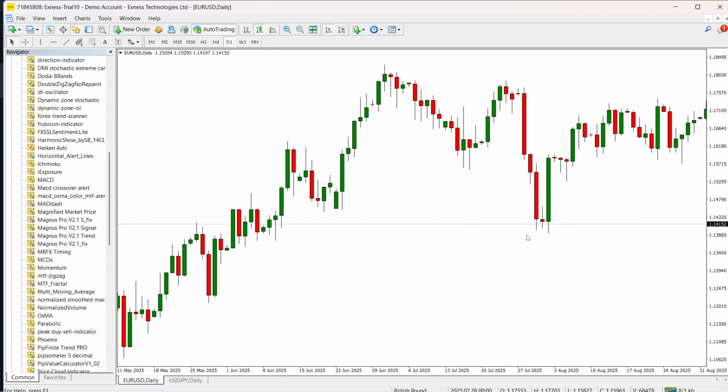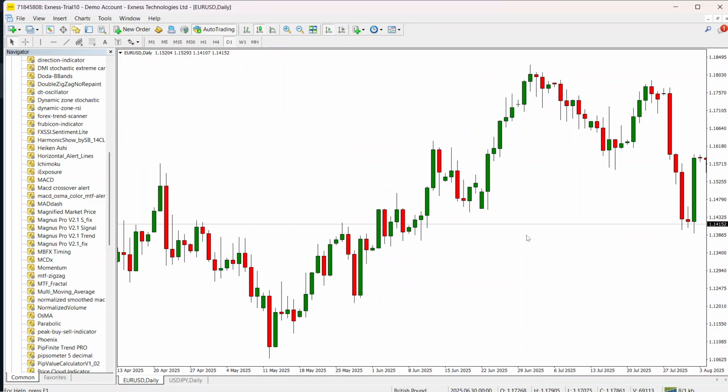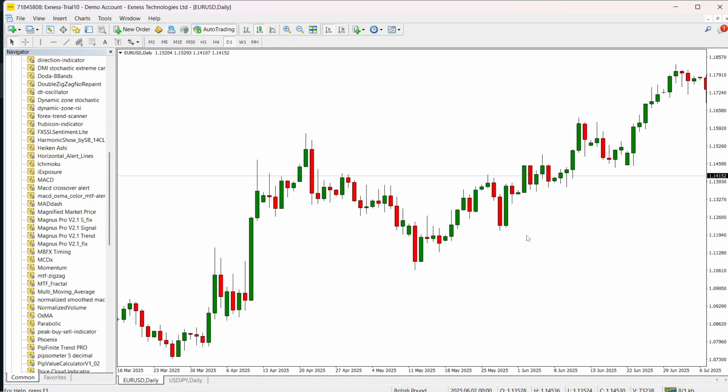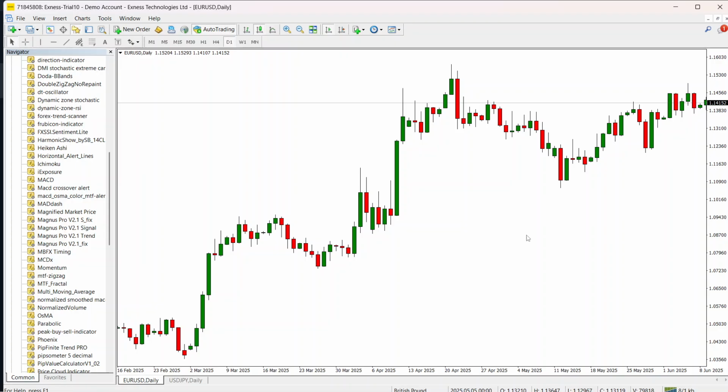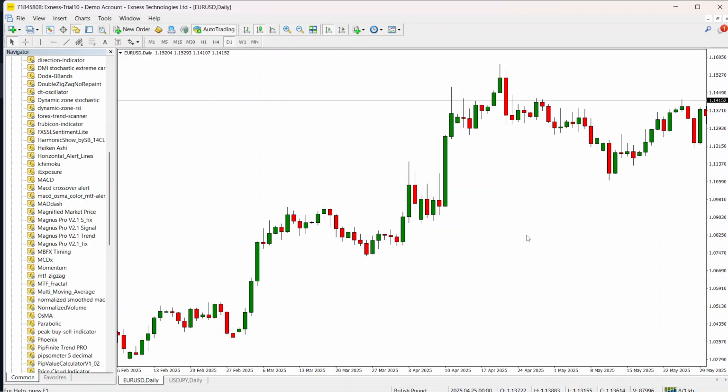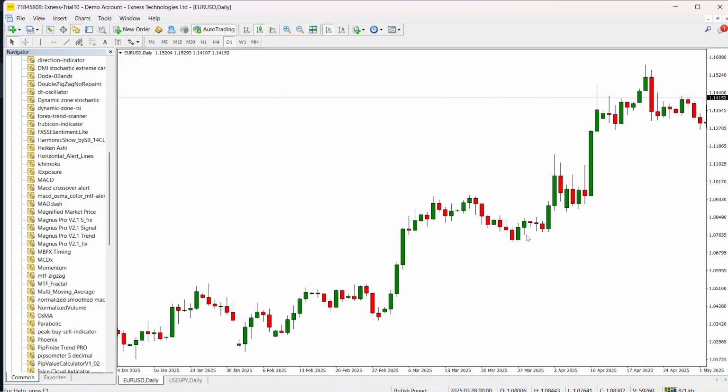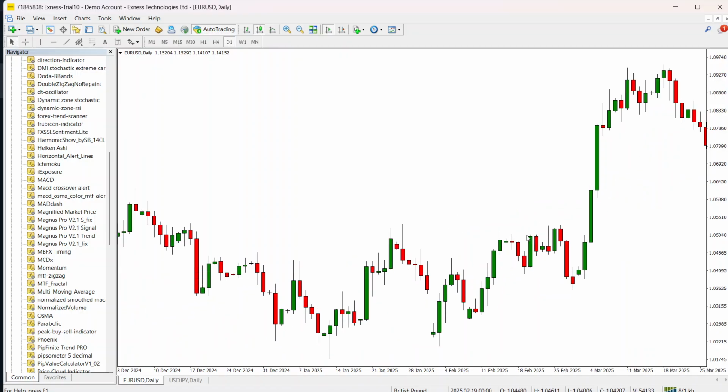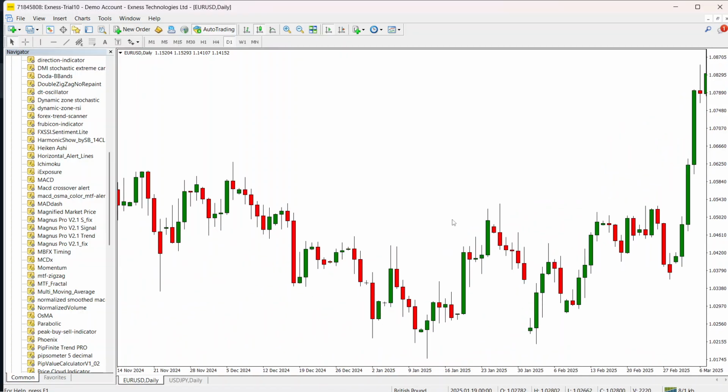Hello traders. In today's final video of this series, we are looking at the Dynamic Zone Stochastic Indicator for MetaTrader 4. This tool enhances the traditional stochastic oscillator by replacing fixed levels with dynamic adaptive channels. I'll load the indicator on the chart so you can see how it looks in real time.